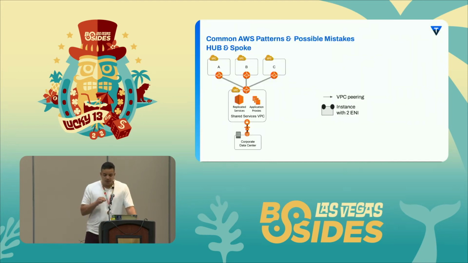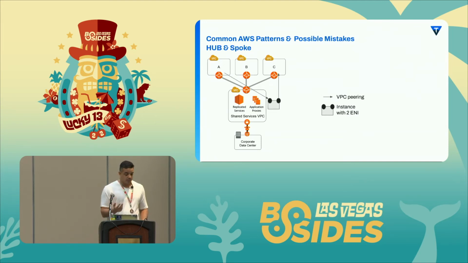So let's run some true scenarios on AWS, some usual patterns that people use. The first pattern is called hub and spoke, when you have multiple accounts, one account for production, one for development, staging, and so on, and a shared account that shares databases and things like that. As an AWS administrator, you can make some mistakes, for example creating an EC2 instance on the shared VPC with two ENIs, one routing to account A and another routing to account C.